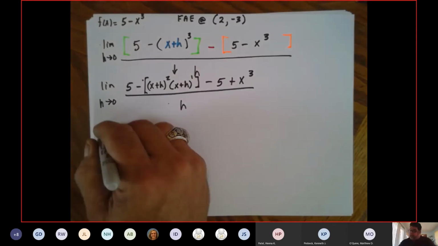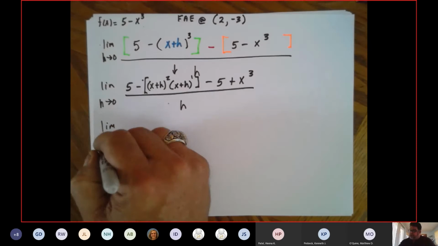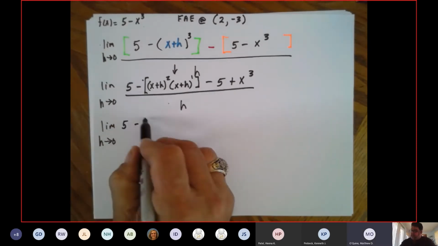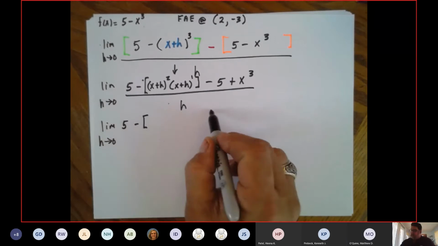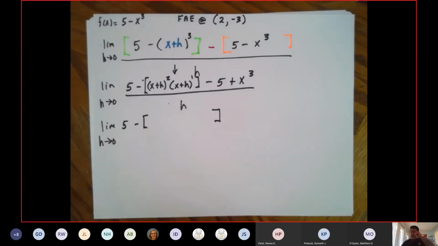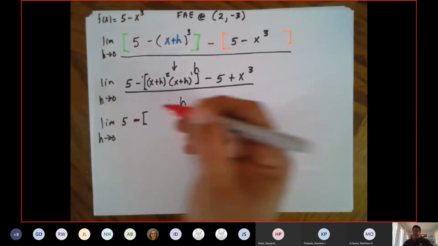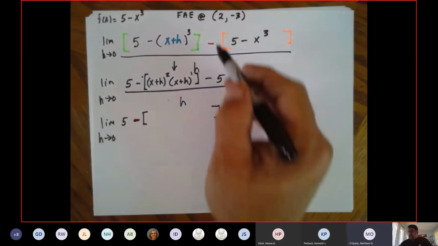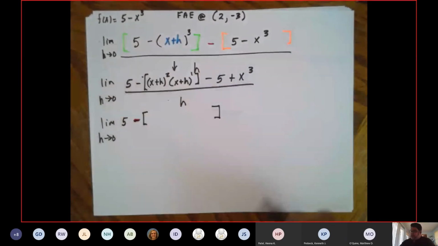So limit as h approaches 0, 5 minus bracket. I'm not worried about those brackets. Why am I putting those brackets there? Because that negative right here is going to cause you all kind of pain if you don't watch it. You're going to do 90% of the problem right, and get 100% of it wrong because of that negative. I already took care of this negative, but that one's going to cause you pain also.